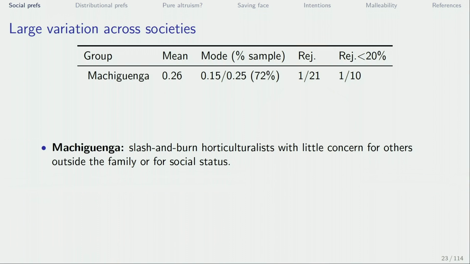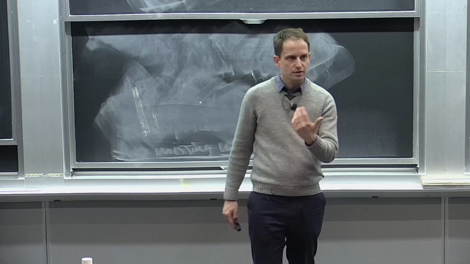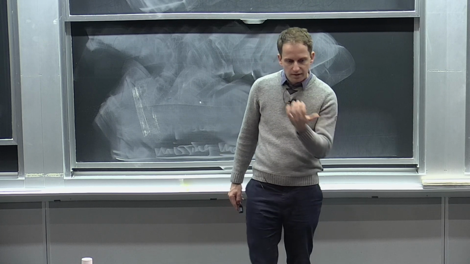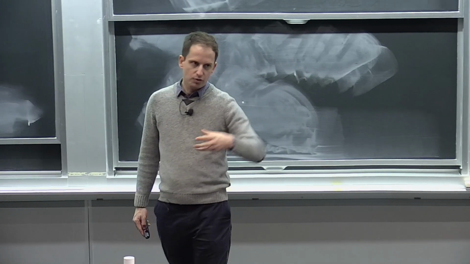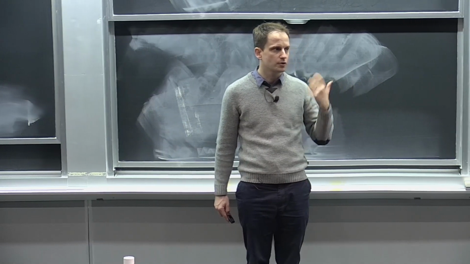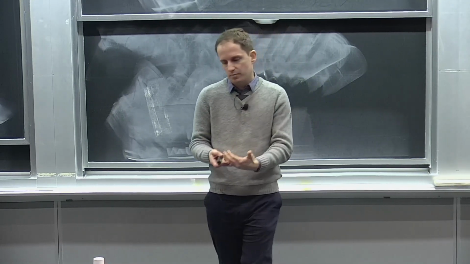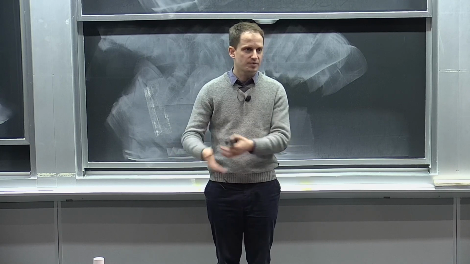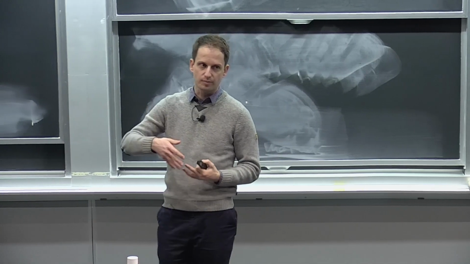The society in Peru, the slash and burn horticulturalists, seem to have little concern for others outside of the family or for social status. What you see is relatively low offers. Most of these offers are being accepted, with very low rejection rates; rejections of amounts below 20% are only about 1 out of 10. This society that looks a lot more individualistic is in fact much closer to the neoclassical assumption of no social preferences mattering. The way they play the ultimatum game, they seem happy to offer low amounts, and they also seem not upset or annoyed, or getting back at others who offer them low amounts.